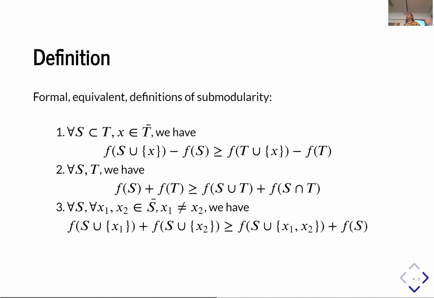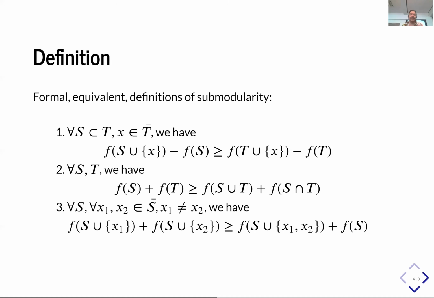The second definition is: you've got S and T, with absolutely no predetermined relation between them. They can overlap or not. F of S plus F of T is greater than F of the intersection plus F of the union. And the other one is, you take a set S inside omega, you take two distinct outsiders, X1 and X2, and basically the marginal utility of X1 under S plus the marginal utility of X2 under S is greater than the marginal utility of X1 and X2 under S plus the value of S.